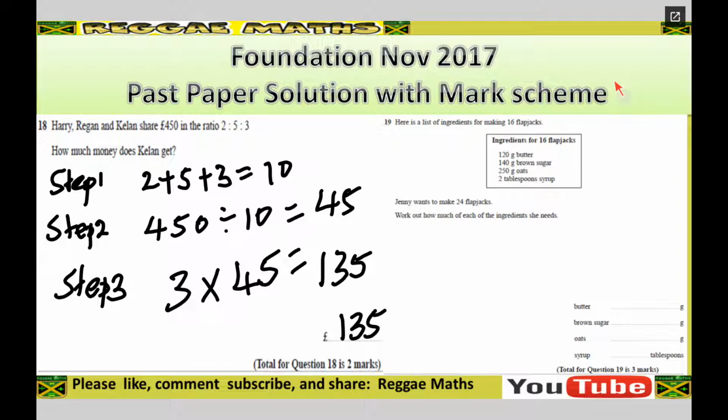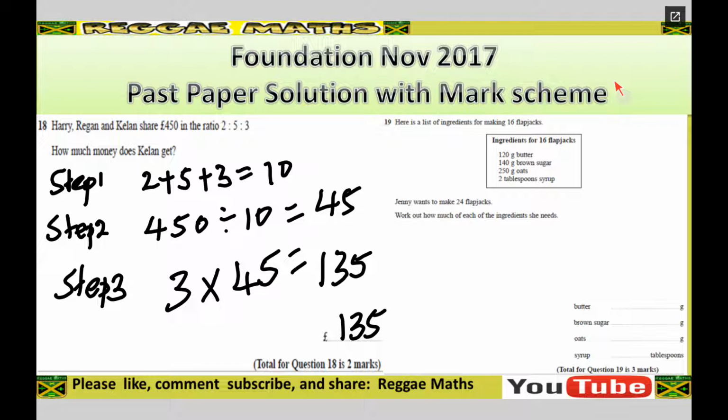Here is a list of ingredients for making 16 flapjacks. Ingredients for 16 flapjacks are 120 grams of butter, 140 grams of brown sugar, 250 grams of oats, 2 tablespoons syrup. Jenny wants to make 24.